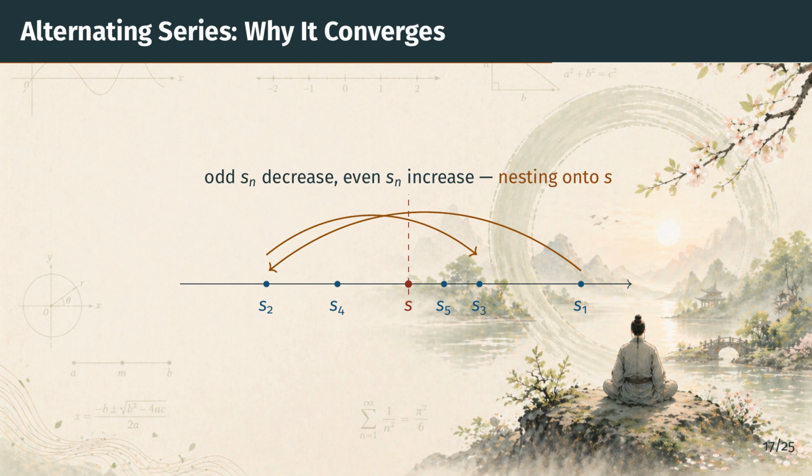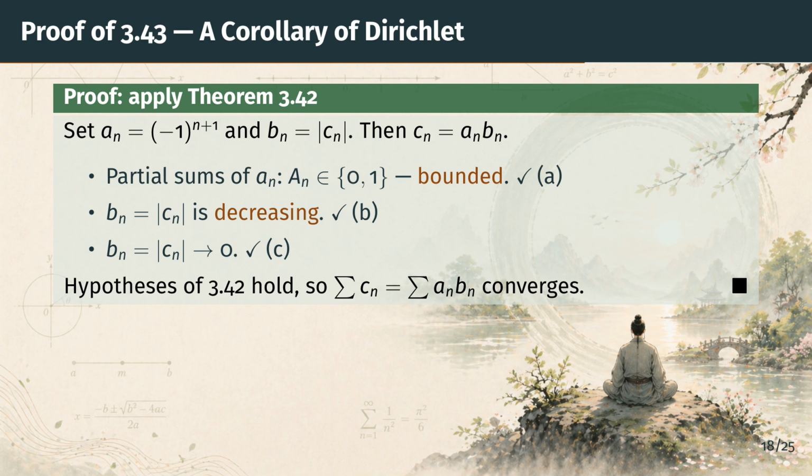Now let's see how Dirichlet's test makes it rigorous in a single line. The proof is a one-line application of Dirichlet's test, and it shows the power of having the general tool. We factor each term c sub n into a sign part and a size part. Let a sub n be minus 1 to the n plus 1, which is plus 1, minus 1, plus 1, and so on, and let b sub n be the absolute value of c sub n.